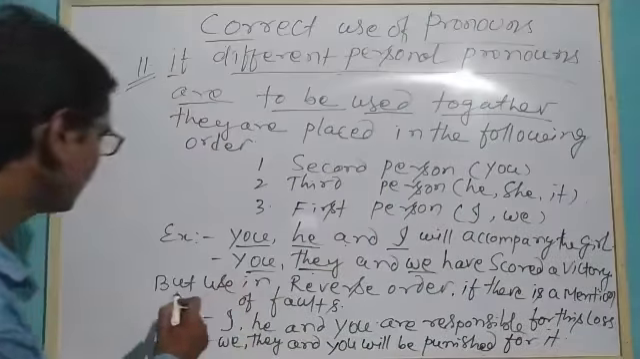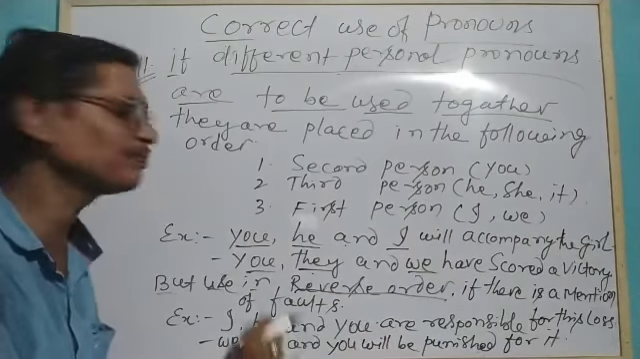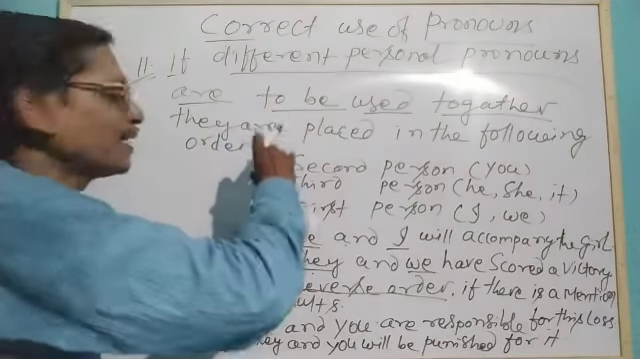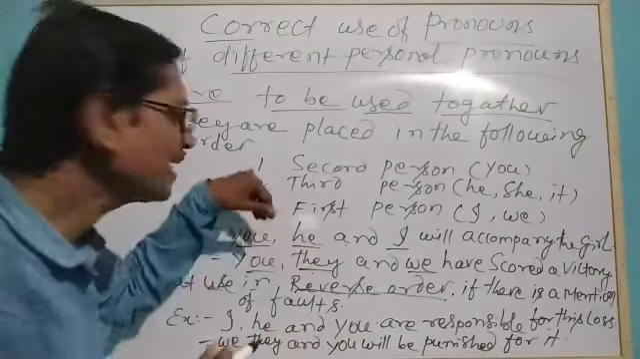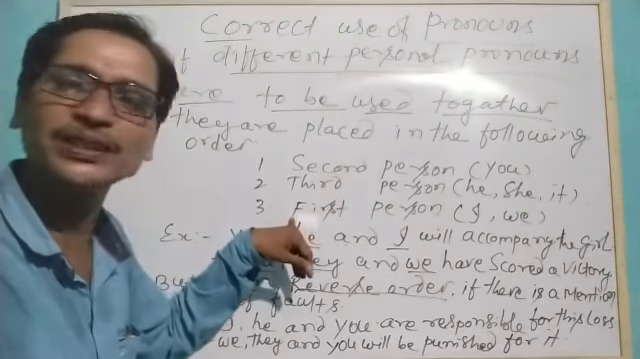For example, you see, but use in reverse order. Reverse order means this order: 3, 2 and 1 is reverse order. That means descending order. Here is the ascending order we have used: first, second person, third person and first person.